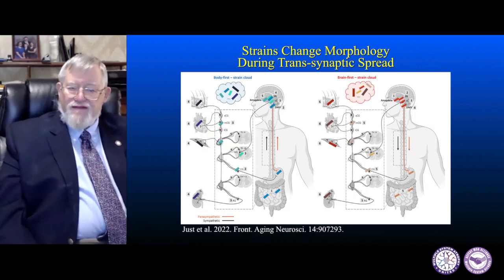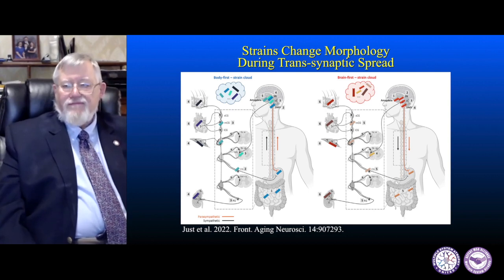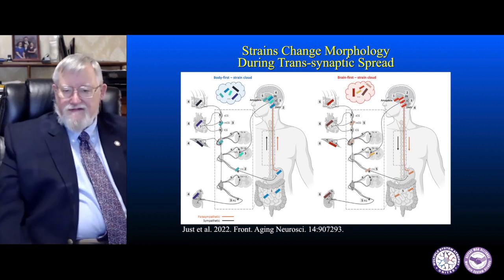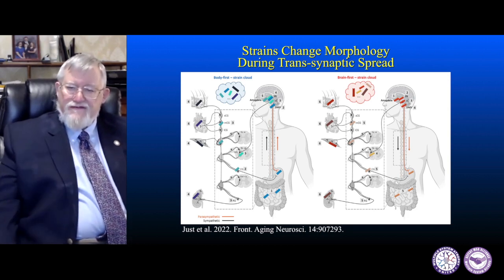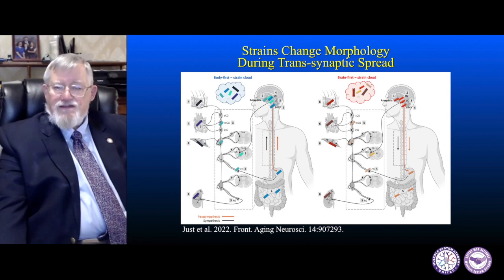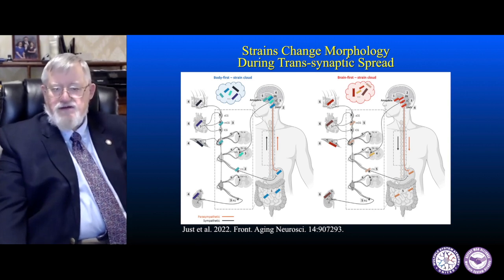Well, you can take this a step further. This is a different paper that looked at some of these data and suggested that there are differences in the strains and in the pathology as things spread. And so you can have things that start with a trigger cell in the body, and here it says the gut, so here's the number 1.